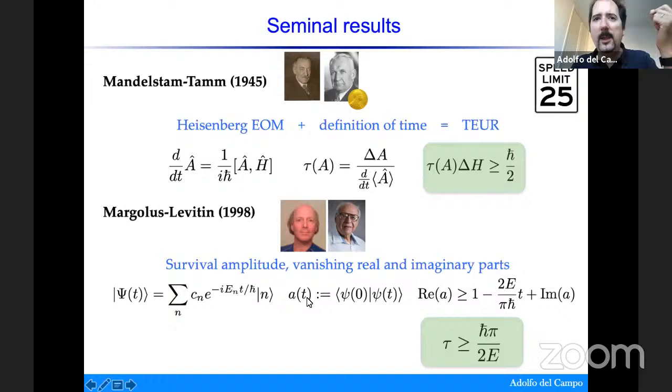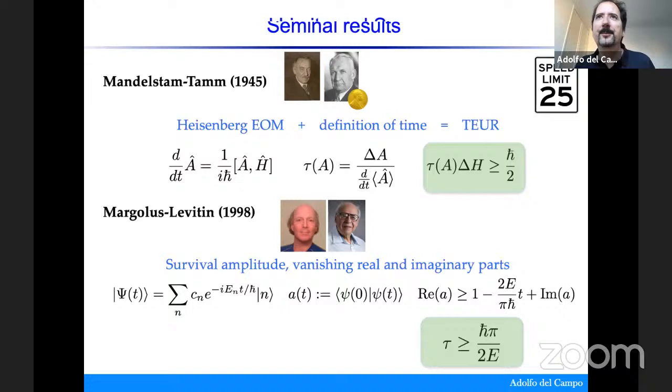So they look at the real part and they make use of some trigonometric inequality. And in that way, they essentially realize that the minimum time for this probability amplitude to vanish is actually lower bounded by the mean energy. These two results are very quantum, you may say, because they start with Heisenberg equations of motion, and they use the notion of coherent superpositions of energy eigenstates and orthogonality of quantum states.